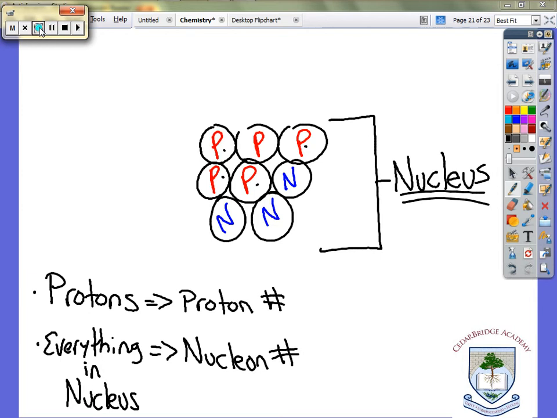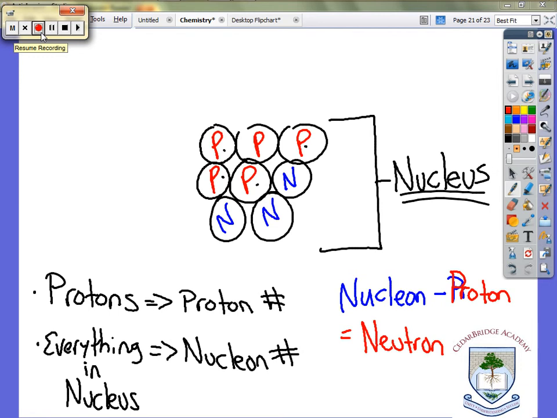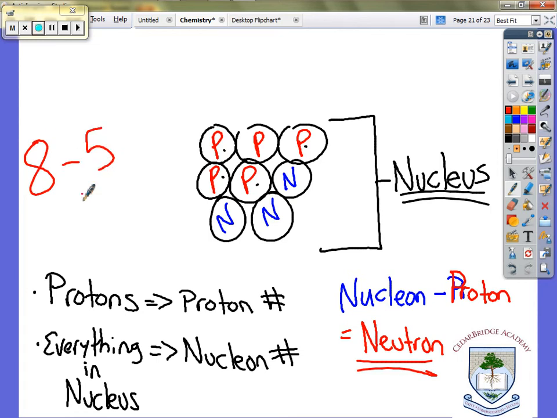And the savvy kids will realize that if you take your nucleon number and subtract your proton number, you get the number of neutrons. So your nucleon number in this case is 8. Subtract the proton number, which is 5, and now we know how many neutrons we have. Okay? So not really a formula, but it is the basis of all chemistry. So make sure you understand that. If you're not sure, rewind, play again.